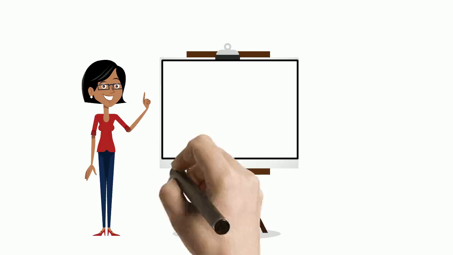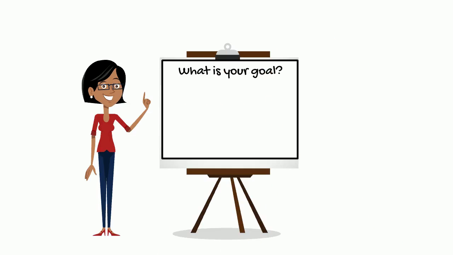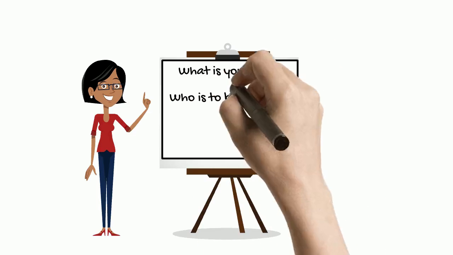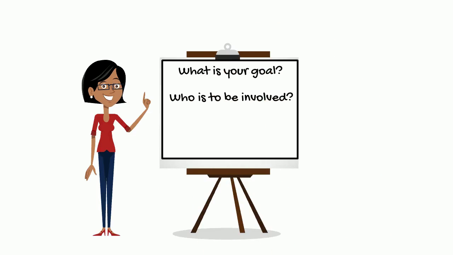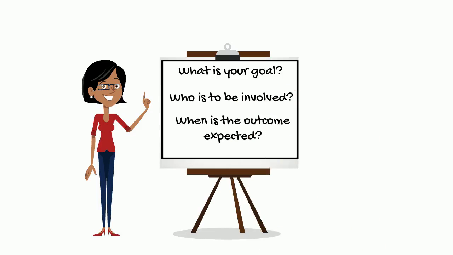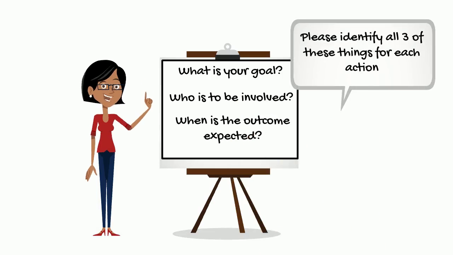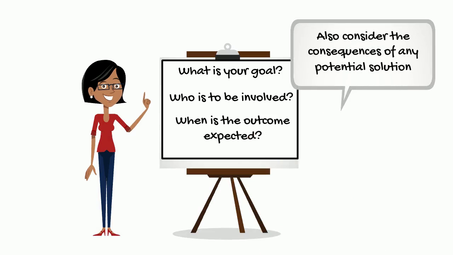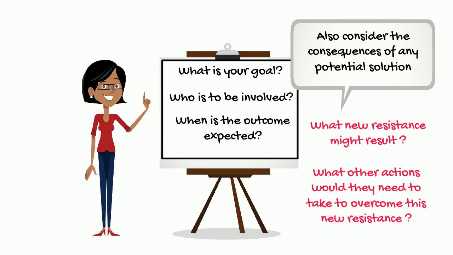Then write the following on flip chart paper. What is your goal or the desired outcome? Who is to be involved and responsible for the outcome? When is the outcome expected? Ask the groups to identify all 3 of these things for each action. Also get them to consider the consequences of any potential solution. What new resistance might result? What other actions would they need to take to overcome this new resistance?